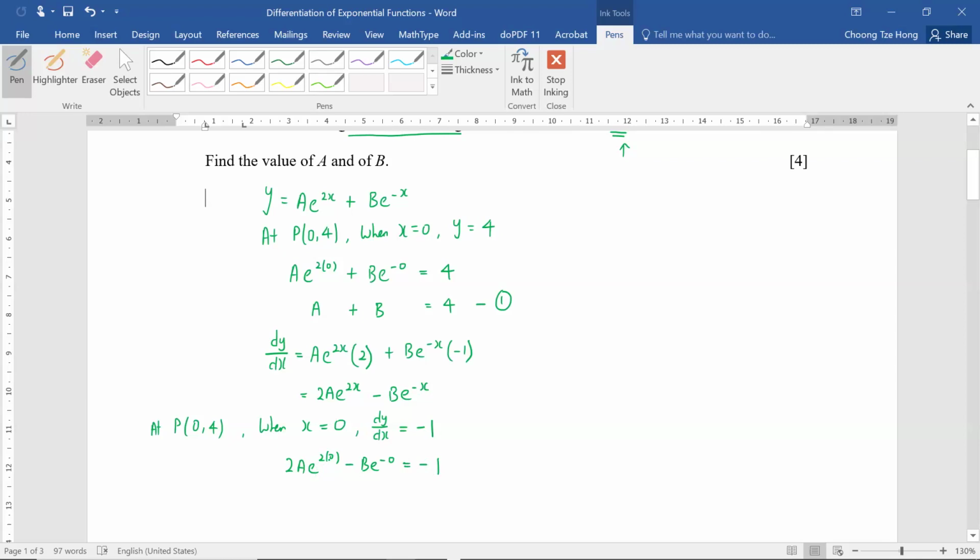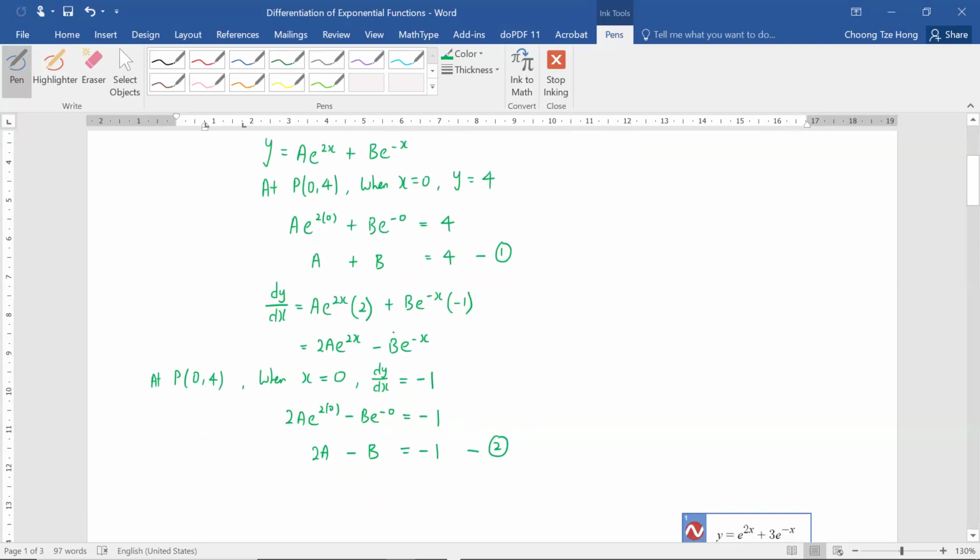e to the power of 2 times 0 is e to the power of 0, which will give you 1. So down here we just get 2a minus b. e to the power of -0 is again 1, equals -1. So over here we have our second equation. To solve these two equations is very easy. We can just use the elimination method. Over here we have b, over here we have -b. So we can just add equations 1 and 2.